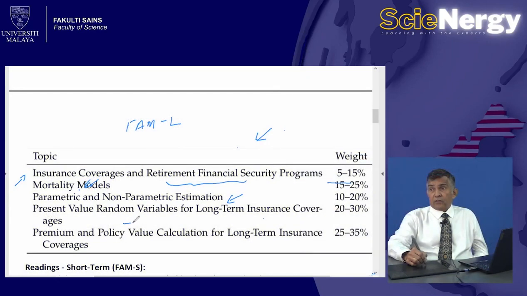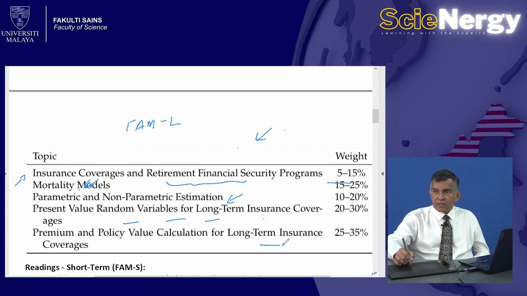Then, of course, we have the big deal here. This is the big deal, right? We have present value random variables, the life and soul of life actuaries. Present value random variables for long-term insurance coverage, and then we have premium and policy value calculation for long-term insurance coverage.